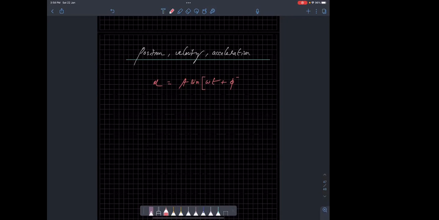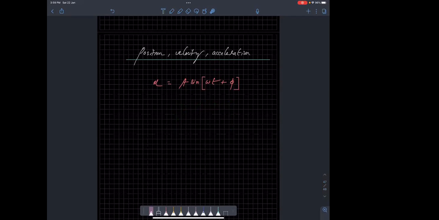When t equal to 0, if you put the value of x, you'll get the value of phi. For example, if at initial time t is equal to 0, x is 0, phi will be 0, right? Because this will become 0. So you'll get sin phi into A equals to 0. So this value will come for phi equals to 0. So initial phase is phi.